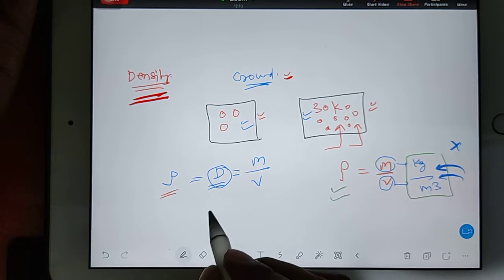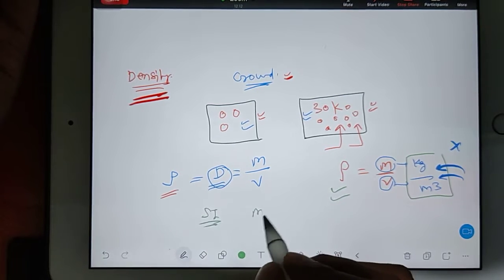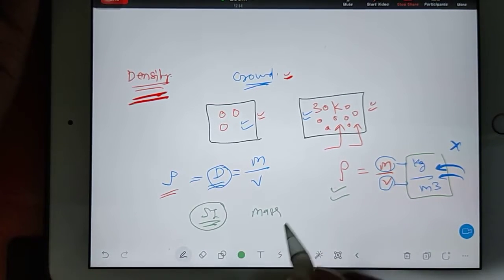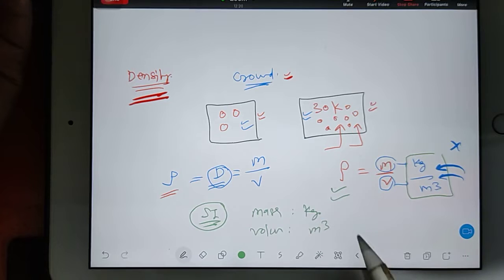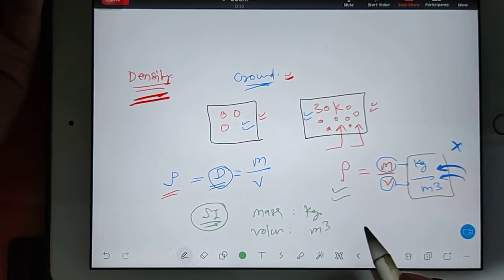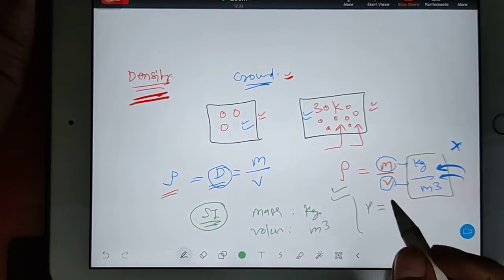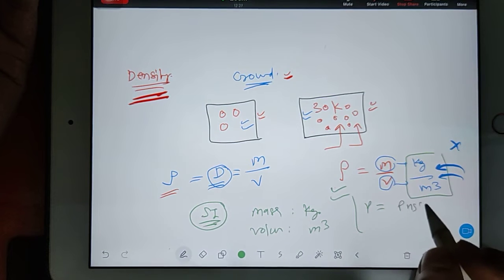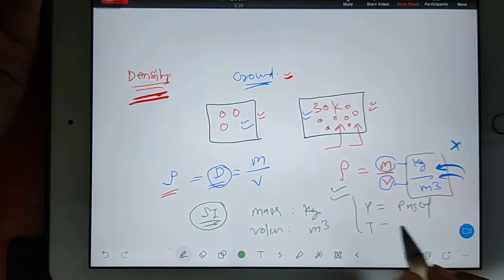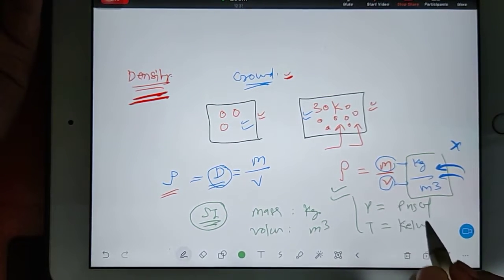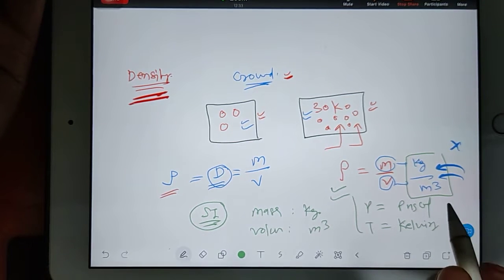And if you come to the units, for mass we talk about SI units only. For mass, the unit must be kg. For volume, the unit must be meter cube. And the remaining things I will keep teaching along the way. For pressure, you should use Pascal, and for temperature, you should use Kelvin. So these are the popular units.